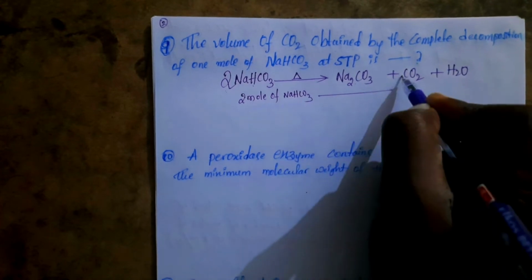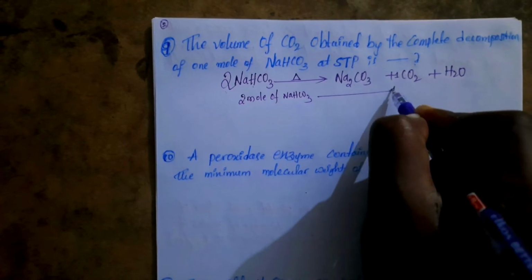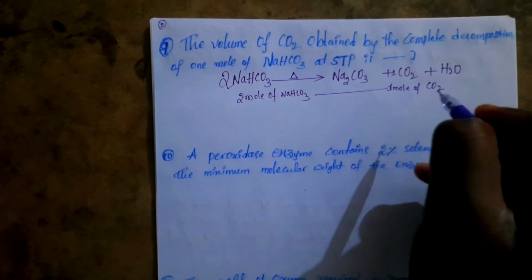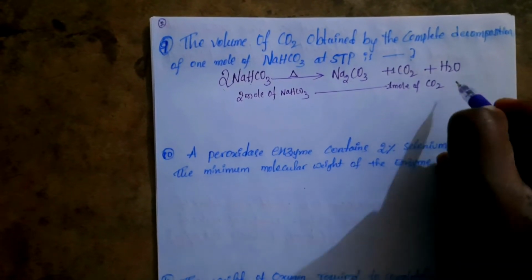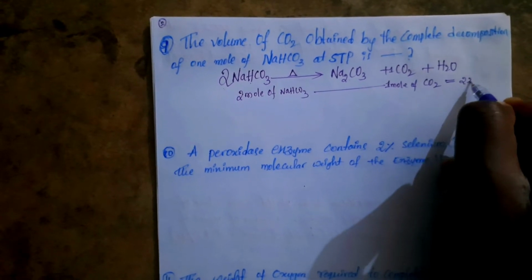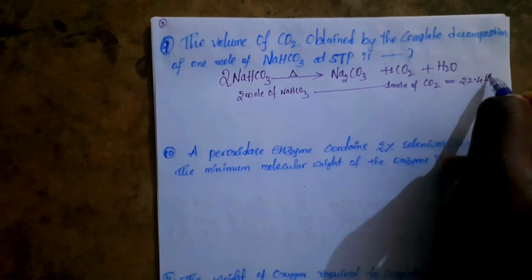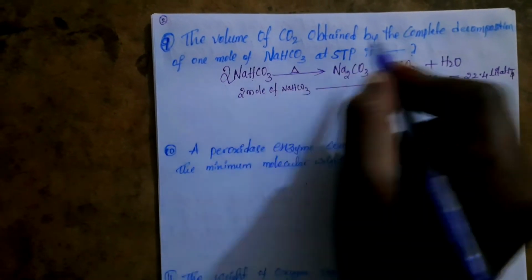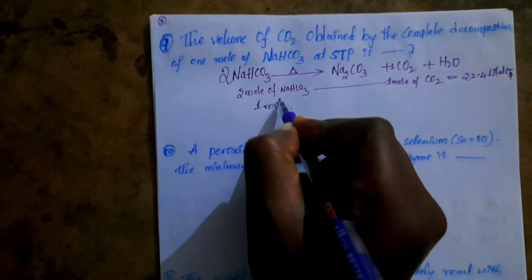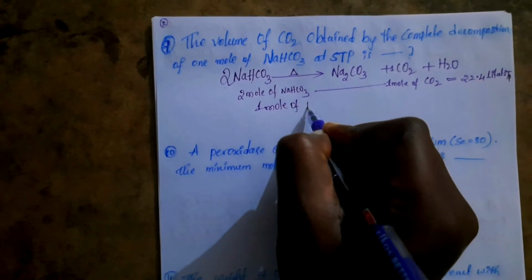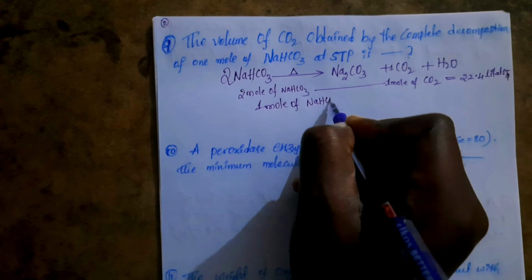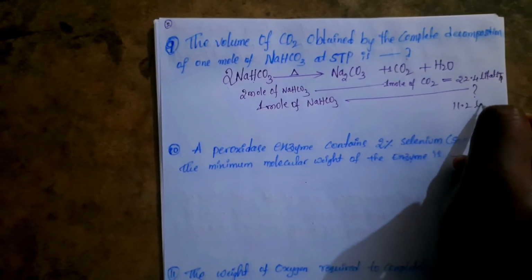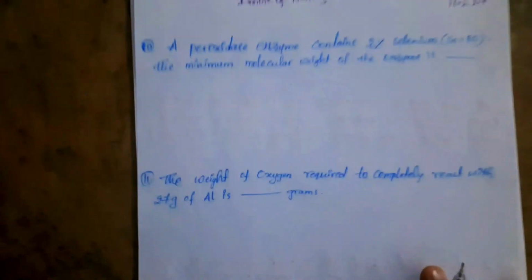By decomposing 2 moles of sodium bicarbonate, we are going to get 1 mole of carbon dioxide, which occupies 22.4 liters at STP. Now in this case they are asking for 1 mole of sodium bicarbonate or sodium hydrogen carbonate, so that gives 11.2 liters. Is that clear? Yeah, next question.